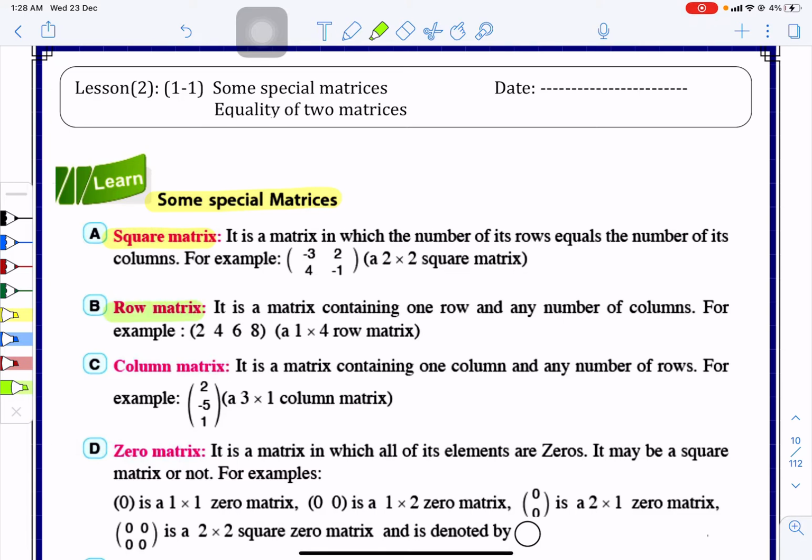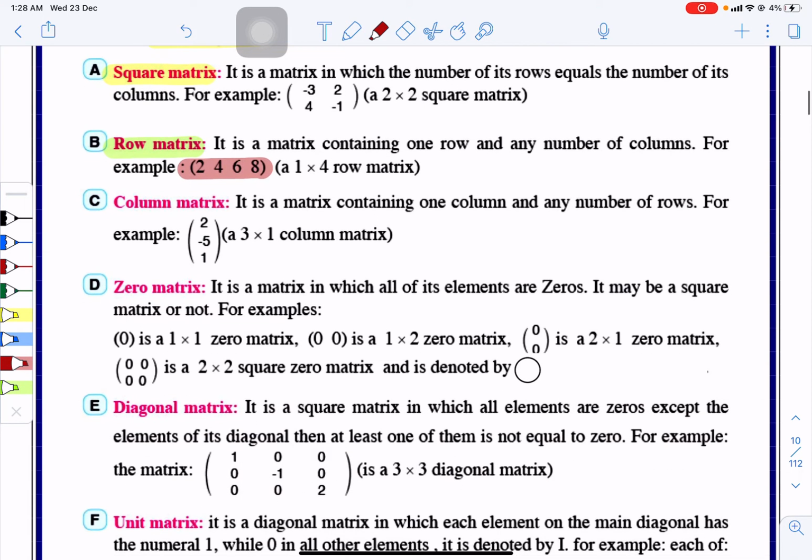And row matrices. The row matrix is a matrix consisting of one row, like this matrix of order 1 by 4, or 1 times 4. And column matrices. The column matrix is a matrix consisting of one column, like a matrix 3 times 1, consisting of 3 rows and 1 column.